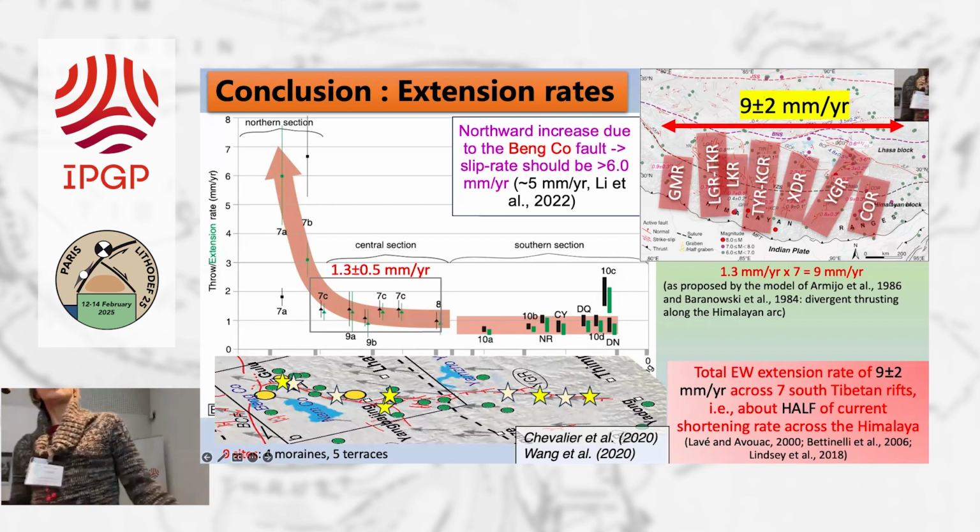And then we further inferred that if each of the 7 main rifts absorbs 1.3 millimeters per year of extension, which is the average extension we have here, that means that the total east-west extension over 1,000 kilometers is 9 millimeters per year. So this is what Armijo and others find as well. And that corresponds to about half of the current shortening rate across the Himalaya, like we saw yesterday, 15 to 22 millimeters per year. Okay?